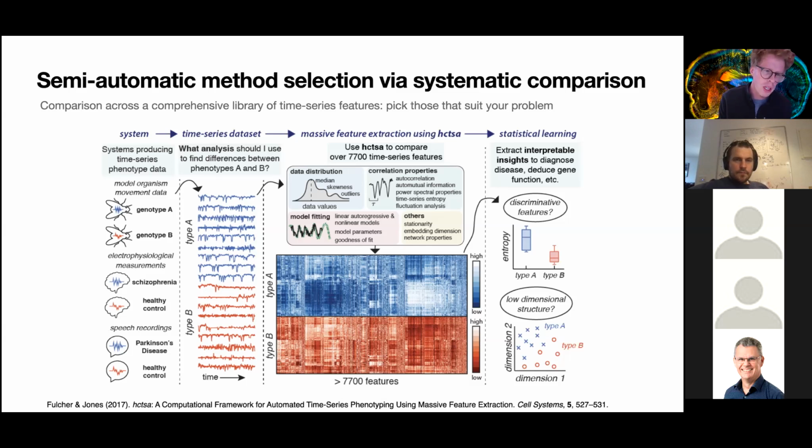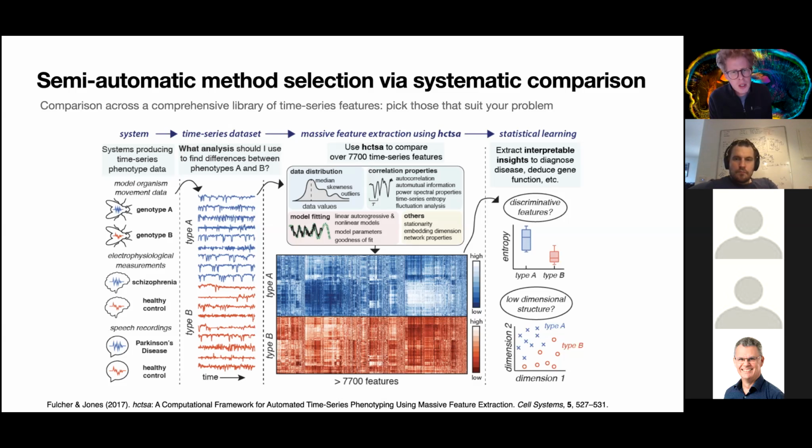And so an example here is you might have movement data from flies of 2 genotypes, and you want to distinguish those genotypes. You might have physiological measurements from people with schizophrenia or healthy controls. Or you might have speech recordings of people with Parkinson's disease or healthy controls, and you want to distinguish the Parkinson's from those recordings. And so you have this big data set, and then the question becomes, what analysis method should I use to find differences between types A and types B? What statistics should I use to summarize?